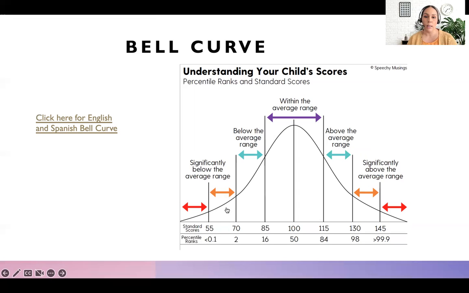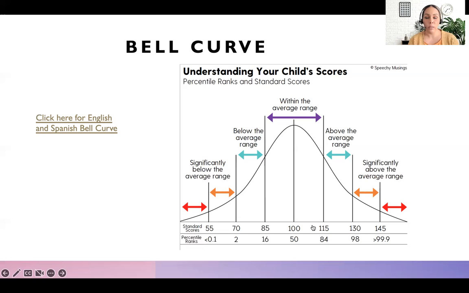So what do I mean by that? I mean that if you have a kid and you give them a math assessment and you're looking at math calculation and they're coming out with a standard score between 55 and 70, for example, 60, we know that math calculation is a very difficult area for them. And we know that it's going to be a struggle. Conversely, if that same student performed at a 120 for reading comprehension, we know that that's an area of strength.